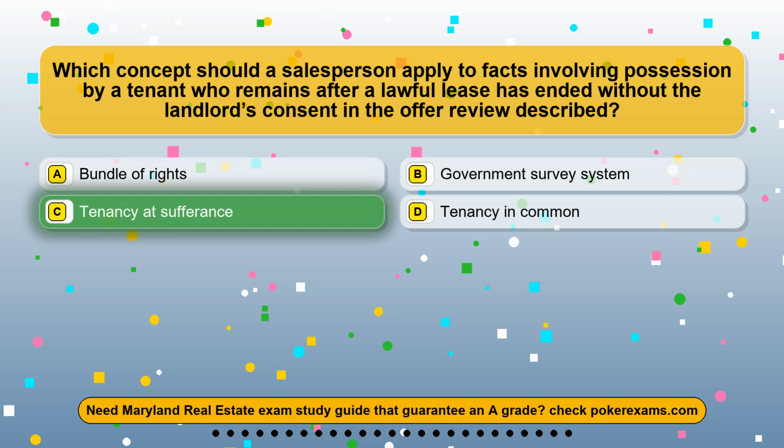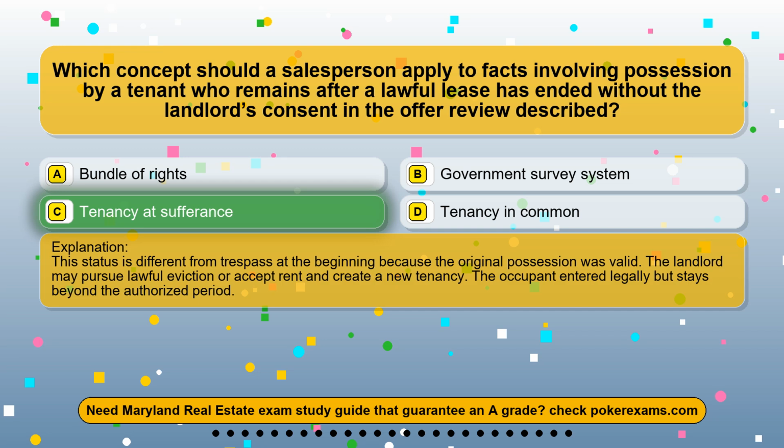The correct answer is option C, tenancy at sufferance. This status is different from trespass at the beginning because the original possession was valid. The landlord may pursue lawful eviction or accept rent and create a new tenancy. The occupant entered legally but stays beyond the authorized period.